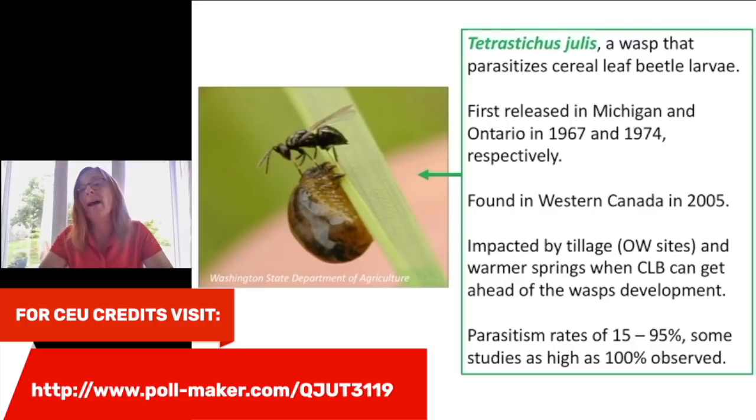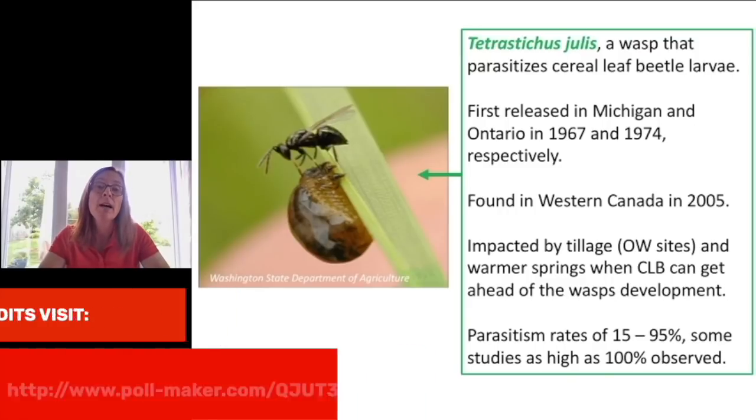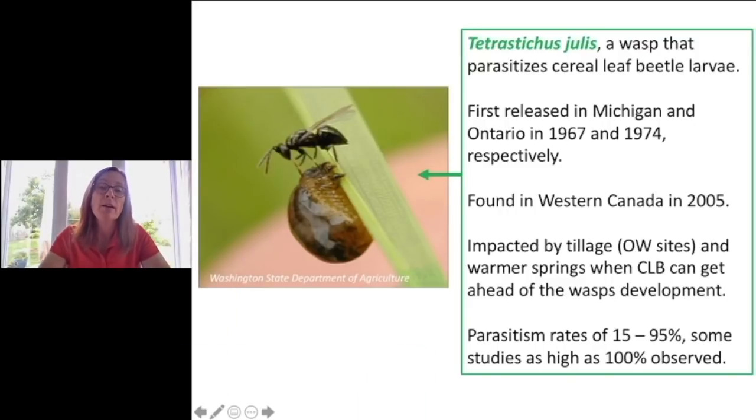But they are impacted by overwintering sites because the wasp overwinters down in the soil or near the soil. Also, warmer springs benefit the cereal leaf beetle. They are able to get up and going and develop quicker than the wasps, so you sometimes see that out of syncness. But we've seen studies where parasitism rates can be anywhere from 15% to 95% if the conditions are favorable.